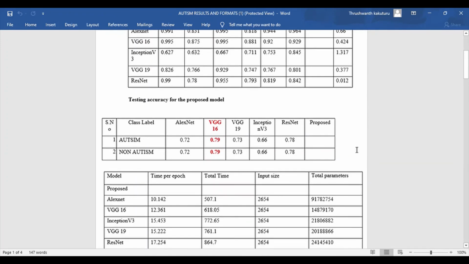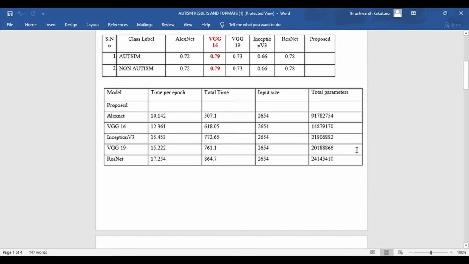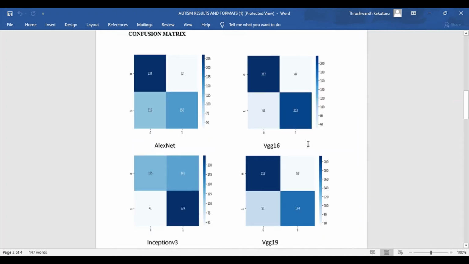From this table, we can observe that the VGG16 architecture is best, as it gives a better testing accuracy. In this table, one can also observe the time per epoch and the total time for 50 epochs. We can easily say that AlexNet took very little time, and VGG16 also took little time. The input size of the data set we gave to every architecture is the same, that is 2654 images.